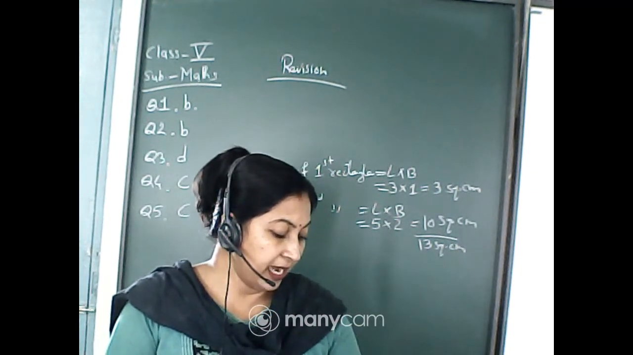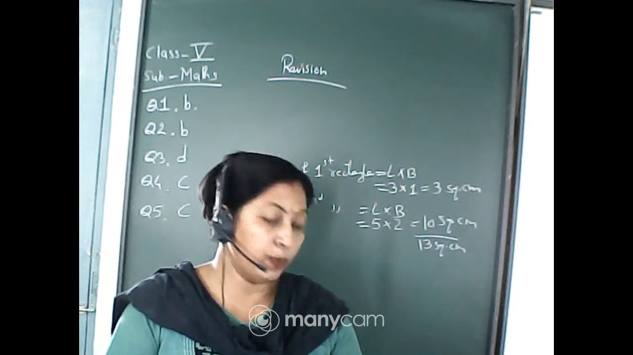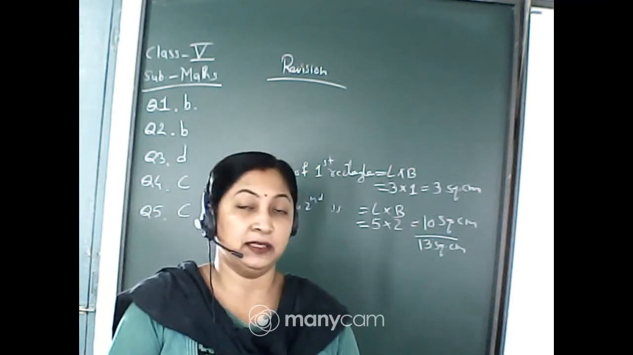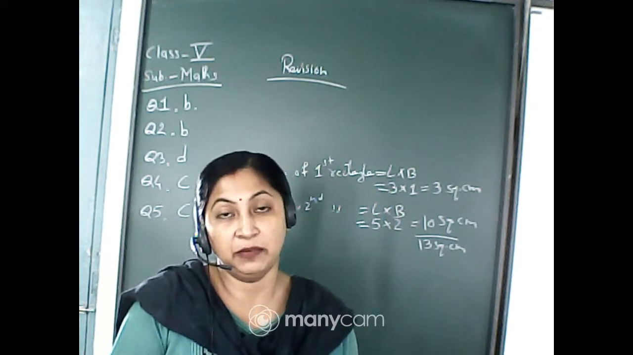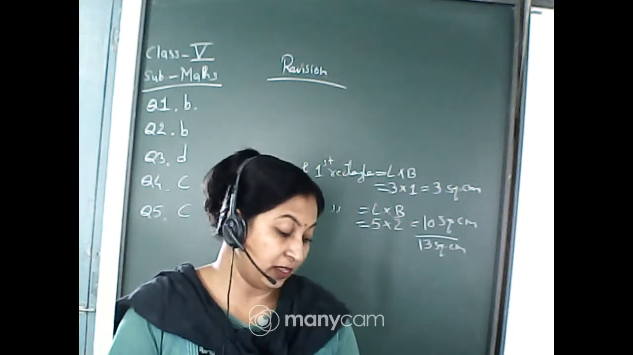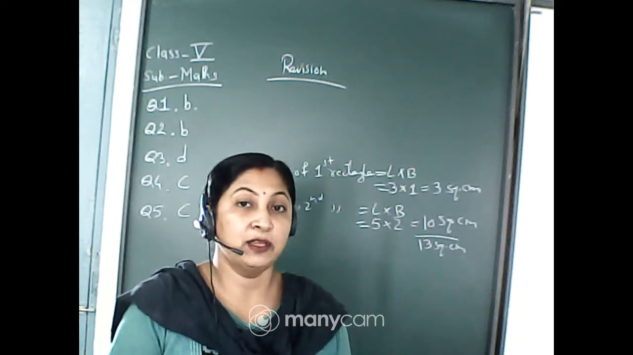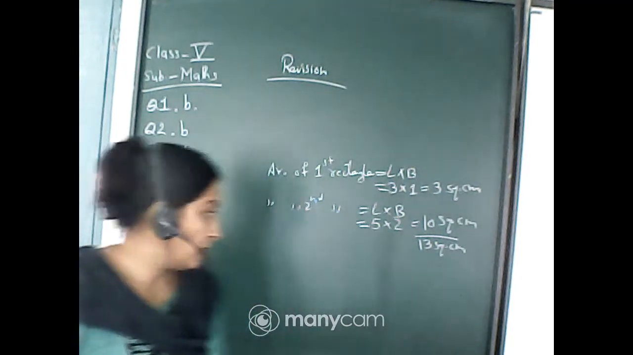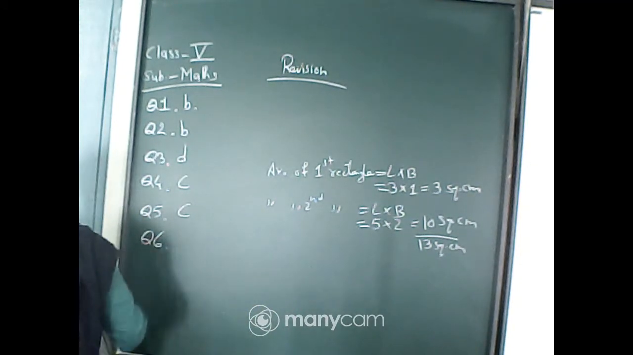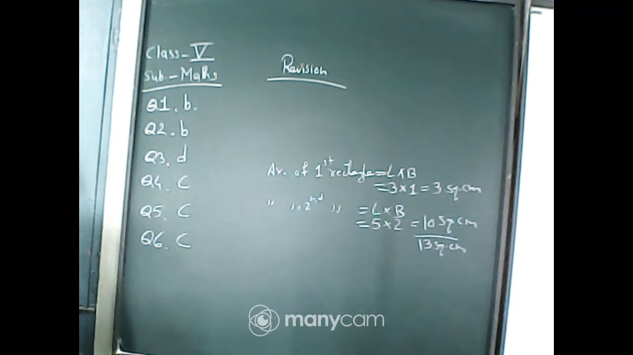The perimeter and area of a square are numerically equal. Now you have to find the length of the side of the square. Since they are numerically equal, what will be the length of the side of the square? It is 4 units. So for question number 6, the answer will be option C.